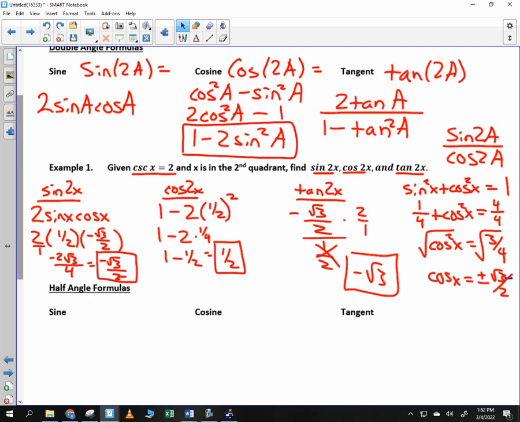The formula is sine of the double angle divided by cosine of the double angle. Sine of the double angle is negative root of 3 over 2. Cosine of the double angle is 1/2.